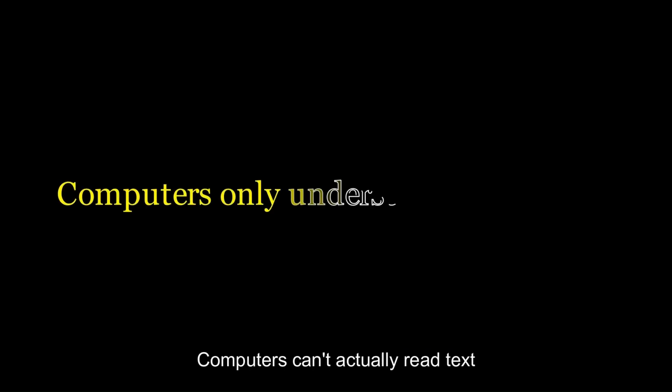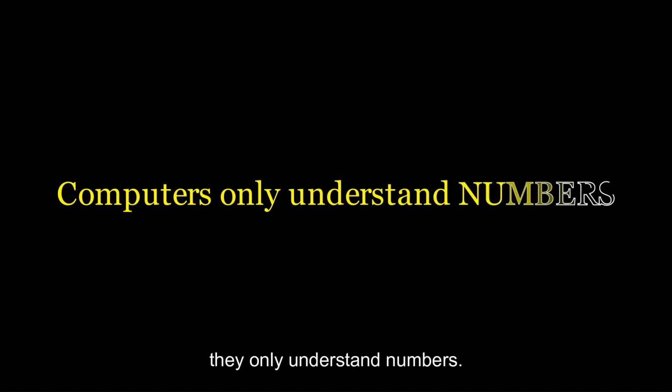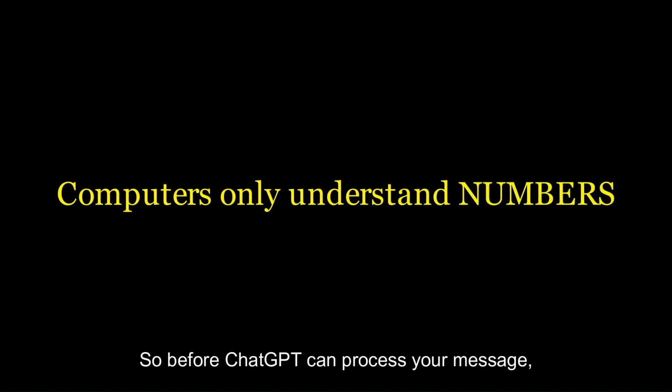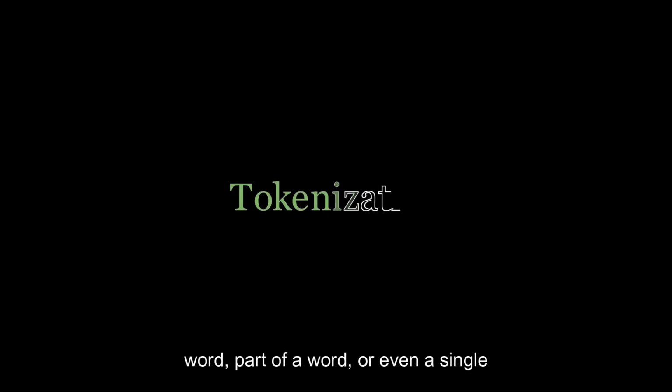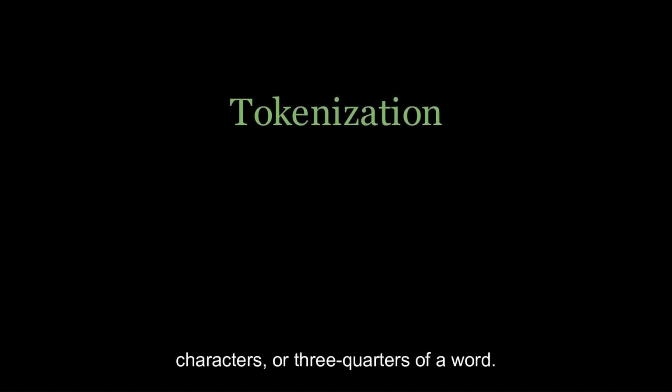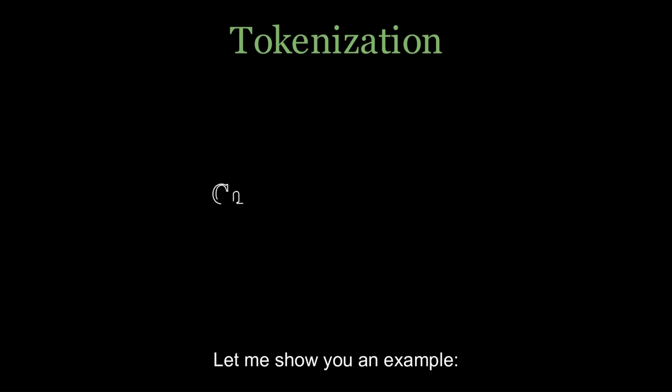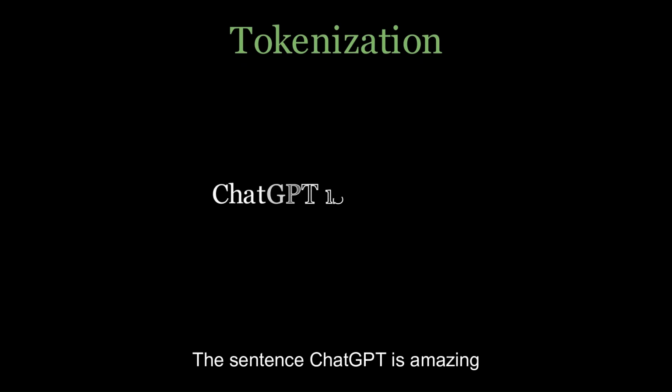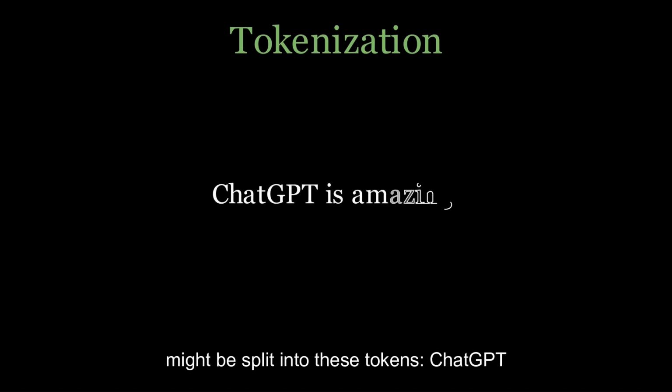Here's something crucial. Computers can't actually read text. They only understand numbers. So before ChatGPT can process your message, it needs to convert your words into numbers through a process called tokenization. A token is a chunk of text. It might be a word, part of a word, or even a single character. On average, one token equals about 4 characters, or 3/4 of a word. Let me show you an example. The sentence, ChatGPT is amazing, might be split into these tokens.